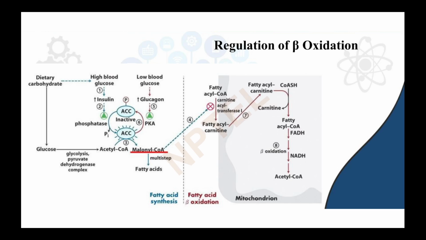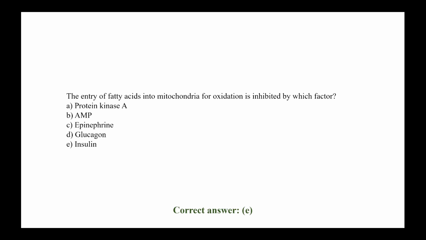Okay, so the question was, entry of fatty acid into mitochondria for oxidation is inhibited by which factor? So entry is inhibited by malonyl coenzyme A, and then malonyl coenzyme A is higher when a high level of insulin is present. Okay, is this clear?